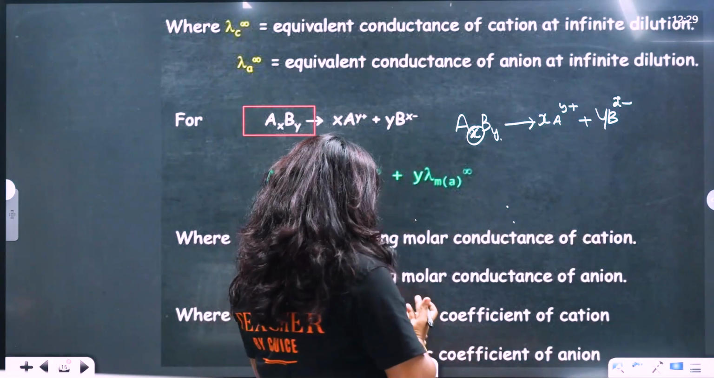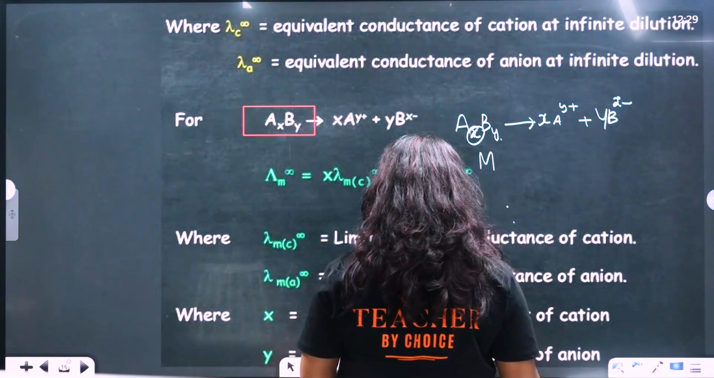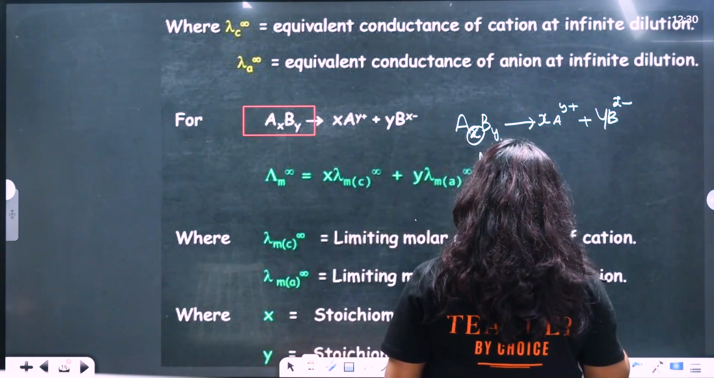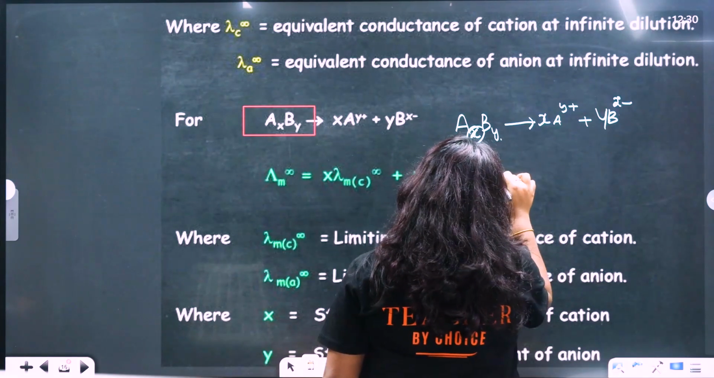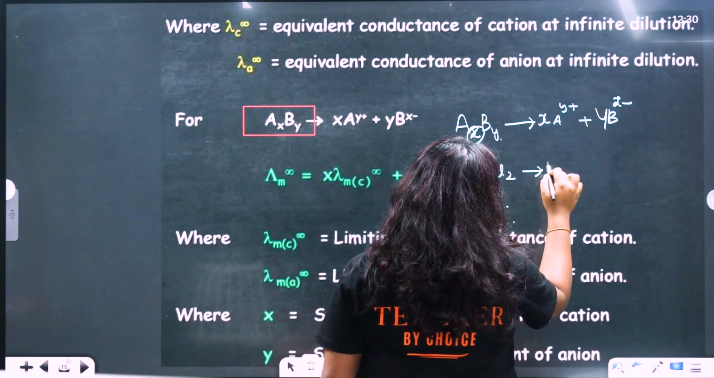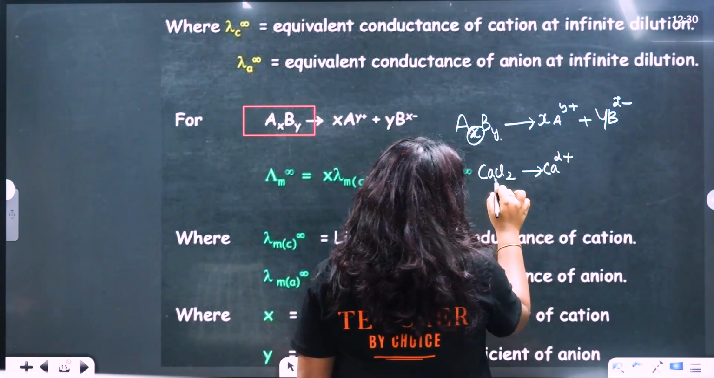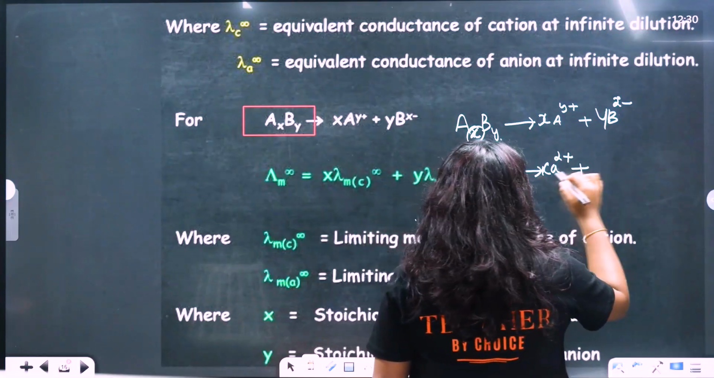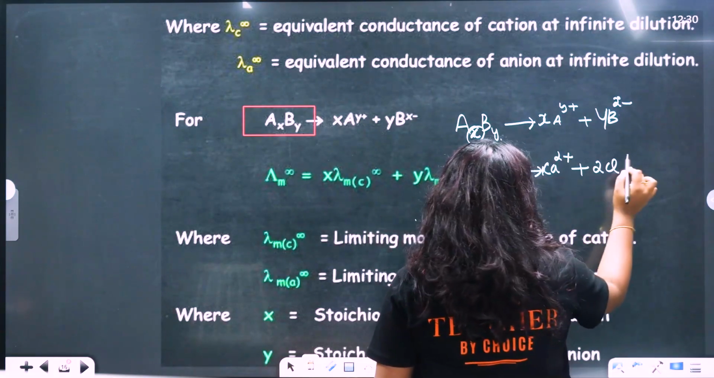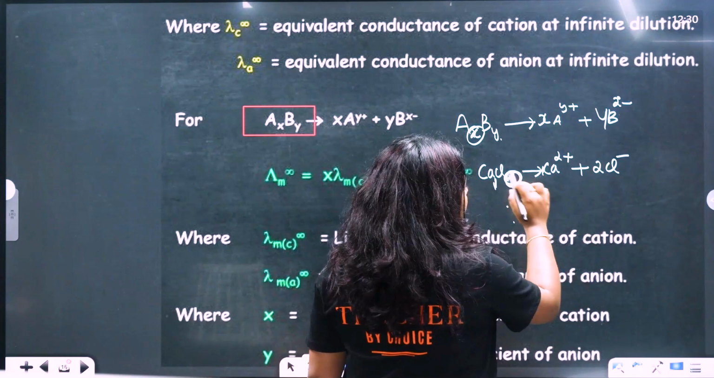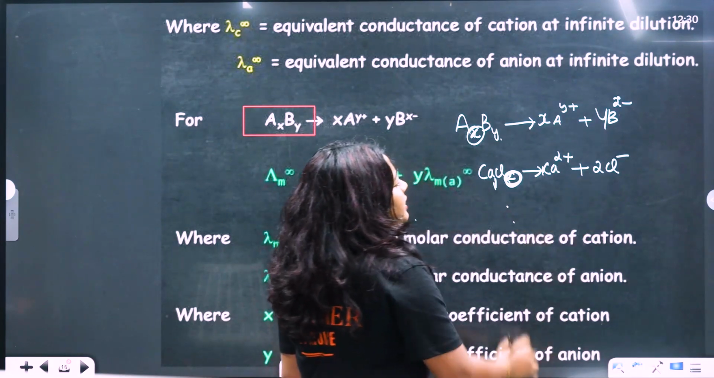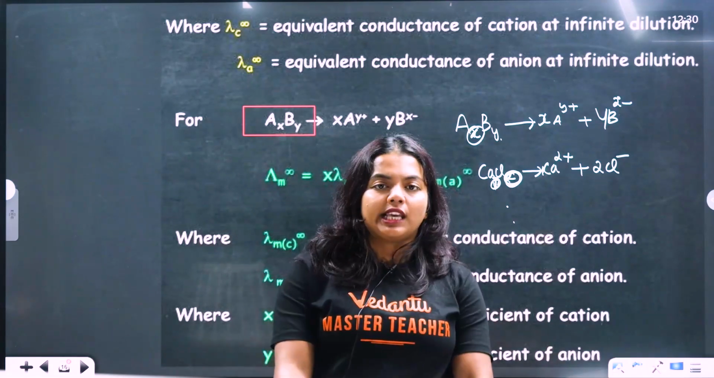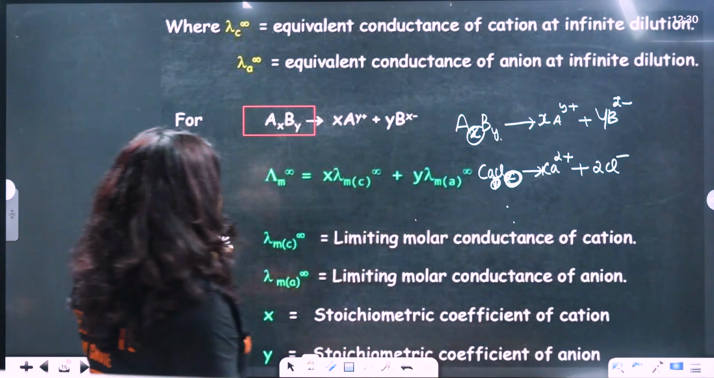So we can say that for CaCl2, it is Ca2+ and 2Cl-. The 1 and the 2 are the stoichiometry, raised to their powers, so opposite. So Ca2+ and 2Cl-. This is something you know, right? This is what they have given you.